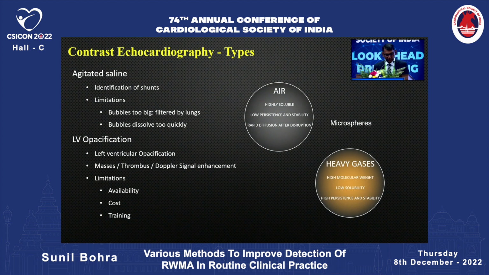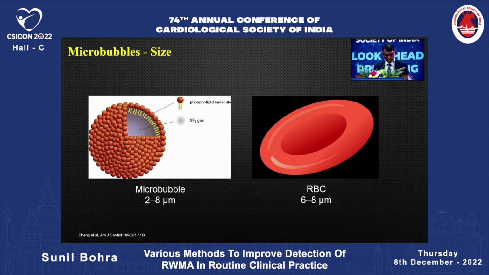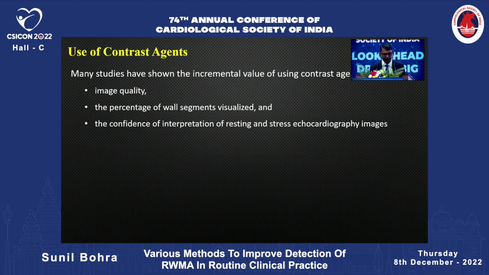Here we use the LV opacification method by using heavy gases. The most common is the sulfur hexafluoride microbubble, which is less than the size of the RBC, and it easily passes through the pulmonary circulation and comes over to the LV side.